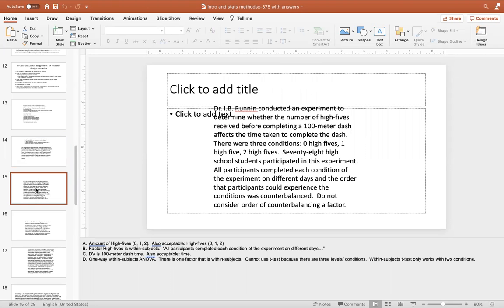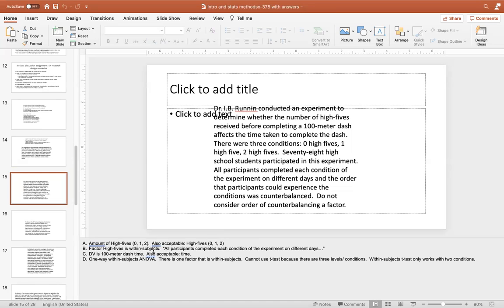Problem 2, there's once again just one factor. The factor here is amount of high fives with the levels 0, 1, and 2 high fives. Another acceptable way of naming that factor would just be calling it high fives, once again with the levels 0, 1, and 2. So there's just one factor. That factor, high fives, is within subjects.